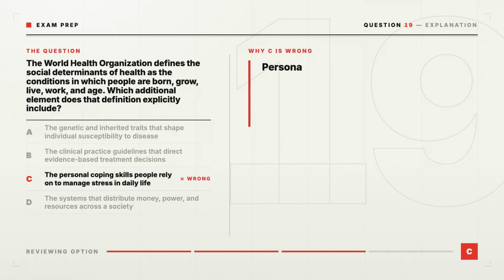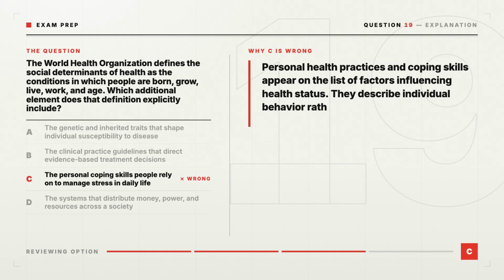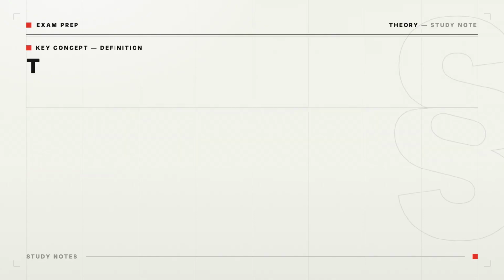C is wrong because personal health practices and coping skills appear on the list of factors influencing health status. They describe individual behavior rather than the societal conditions and distribution systems this definition targets. Most people quote the WHO definition of social determinants of health and stop one clause too early. They remember conditions in which people are born, grow, live, work, and age. But the definition keeps going. And that second part is where the concept gets its teeth.